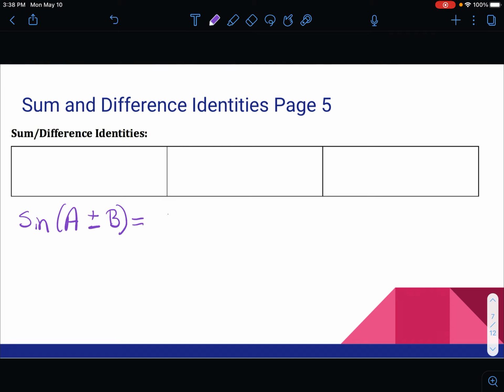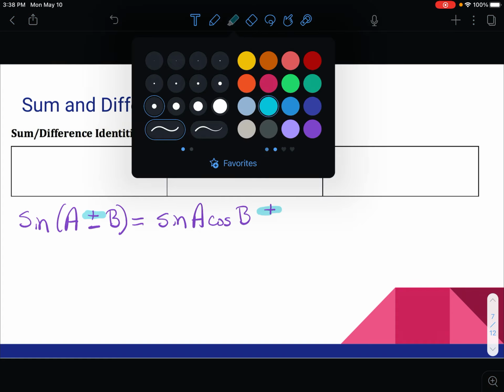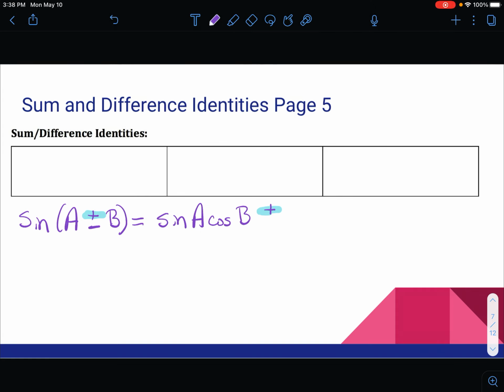The way that we evaluate this is we take the sine of the first term times the cosine of the second term, and then we add if we started out adding; we keep that addition there, and then we subtract if we started out with a difference. Then we have the cosine of A times the sine of B. So if we start out with sine of a sum or a difference, we can use this identity to evaluate.